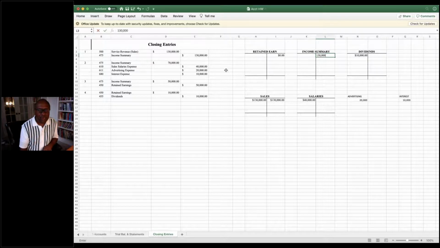Now we're going to have to post the second closing entry. So we're going to debit income summary for 70,000. And now we're going to credit all these other items, 40,000. So we're posting now. Whenever you make a journal entry, you post it.